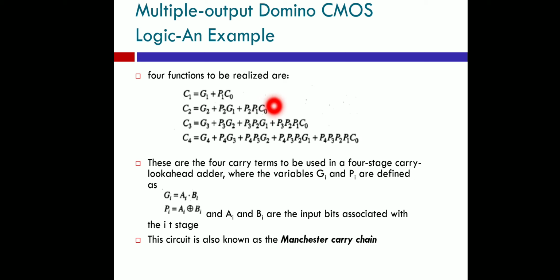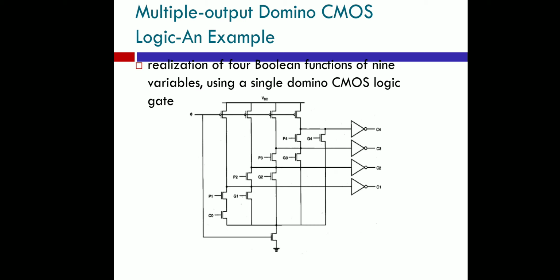C2 is G2 plus P2 G1 plus P2 P1 C0. Like that you go on. So we have to get from a single circuit these four expressions C1, C2, C3 and C4. Now this circuit is also known as Manchester carry chain. So see this realization using a single multiple output domino CMOS logic.